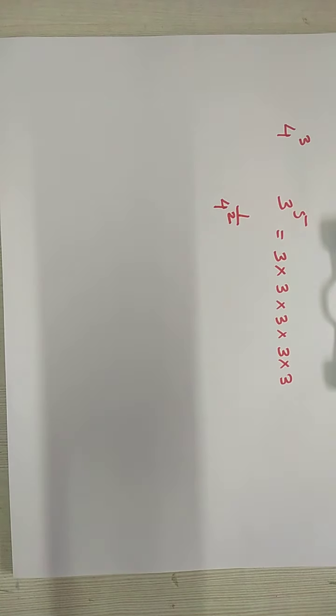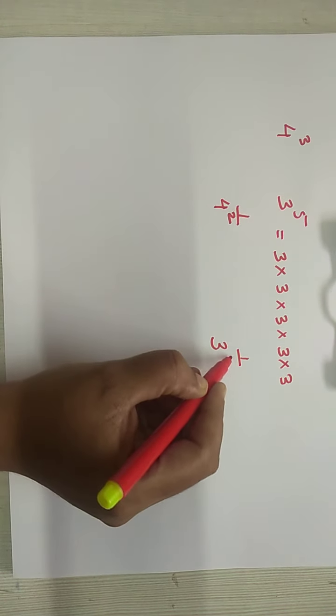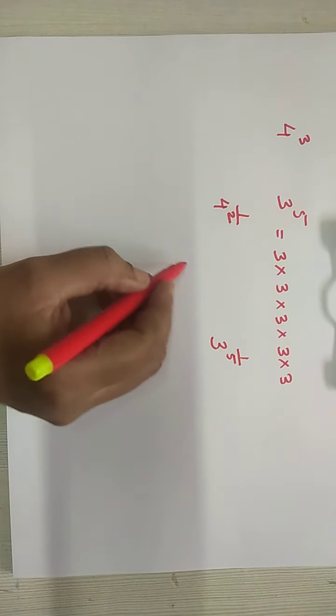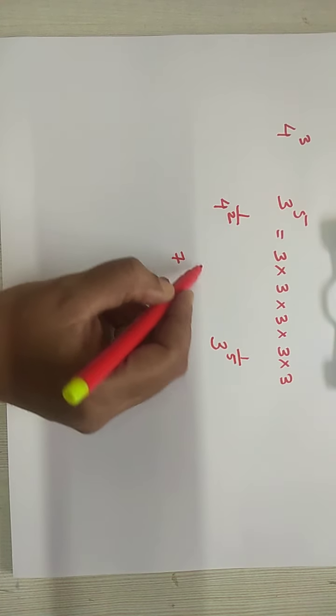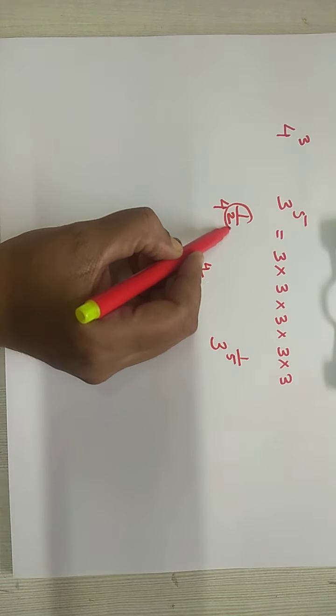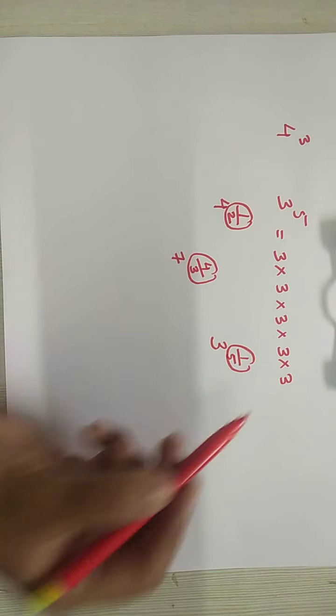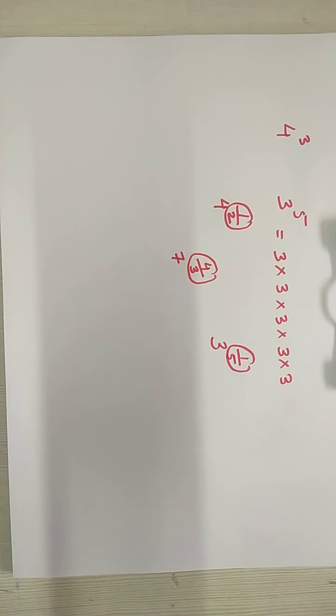For example, 4 raised to 1 upon 2, or numbers like 3 raised to 1 upon 5, or numbers like 7 raised to 4 upon 3, where the index or the power will be a rational number. So we'll be learning now such numbers. We'll be learning what are rational indices. Okay, so now let's start with rational indices.